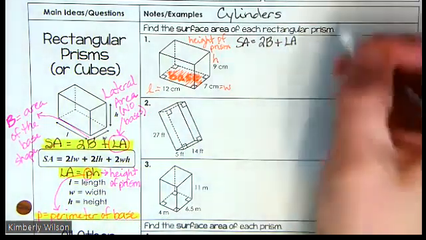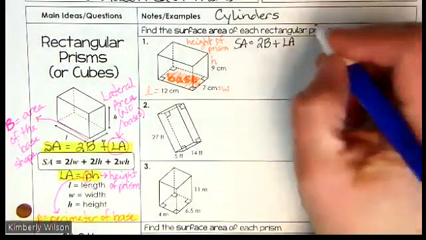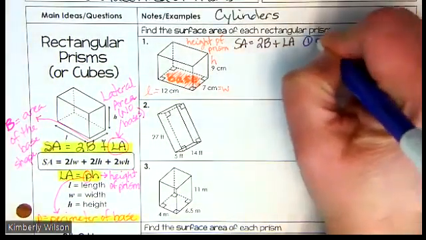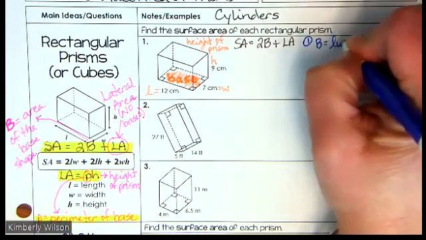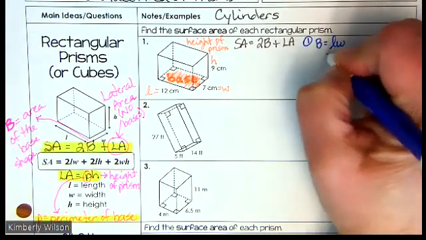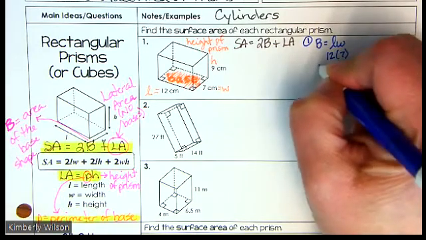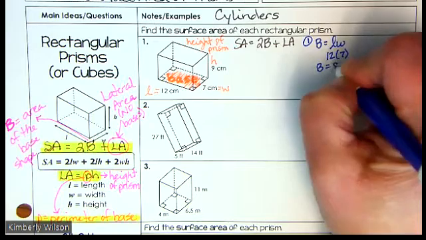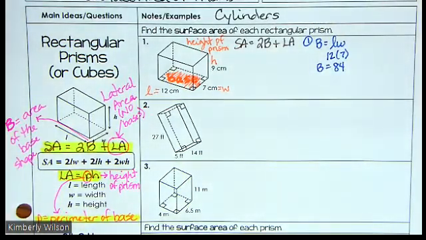So the first step here is I'm going to find the base. No, not lateral, sorry. I'm going to find the base. First step is find the base. Well, my base shape is a rectangle, so that is found by doing length times width. So that's going to be 12 times 7. Therefore, my capital B is equal to 84. That was easy. That part was done.